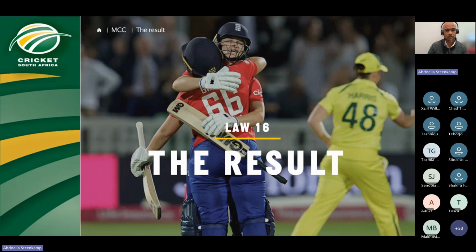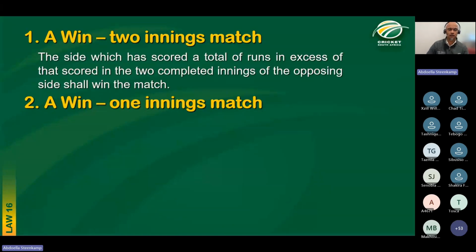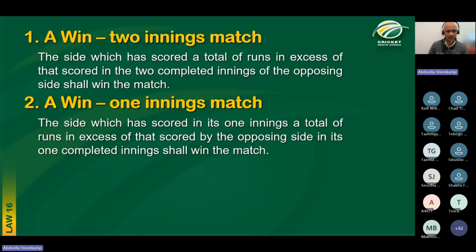The result. So Test match cricket spans over two innings. So how do you get a result in a two innings match? What you'll do is, the side which scored a total of runs in excess of that score after you've added both completed innings, that team will win the match. That's in a two innings game. The law also allows for a one innings game. The one innings game is simple. Whoever scored the most runs in their one innings, that side will win the game.